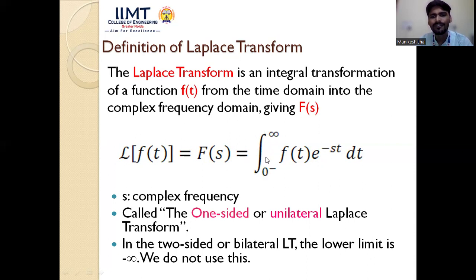This is known as the one-sided or unilateral Laplace transform, because we are taking only the positive side of time. If we take the integration from minus infinity to plus infinity, that is, taking both the negative and the positive values of time, then it is known as the bilateral or two-sided Laplace transform.